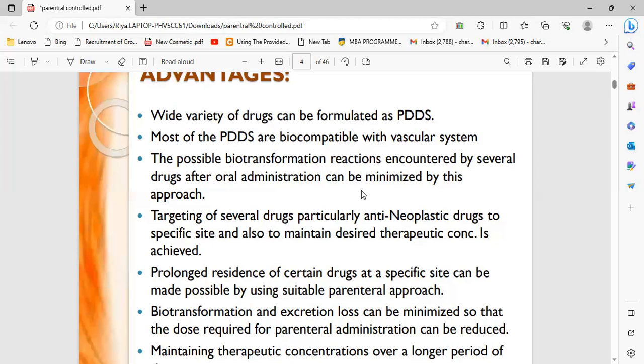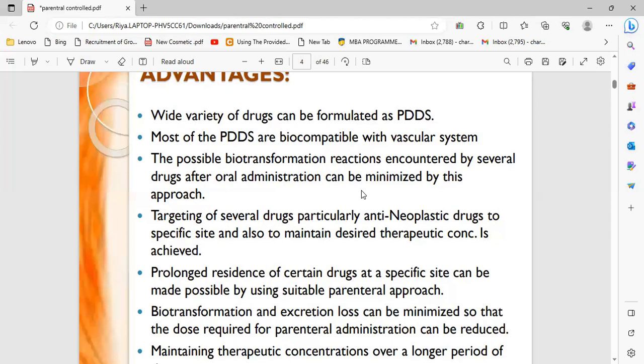And when you come to the parenteral drug delivery system, we can't see this first pass metabolism, because we are directly administering the dosage form into the systemic circulation. So we can avoid this kind of biotransformation reactions encountered by several drugs which are administered orally.